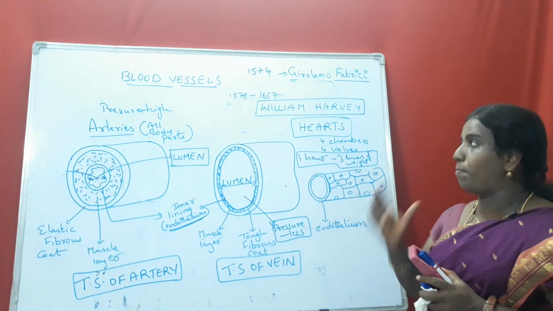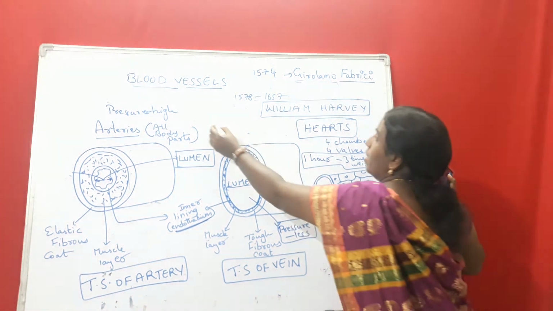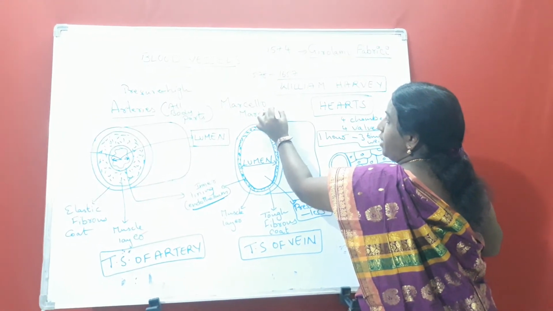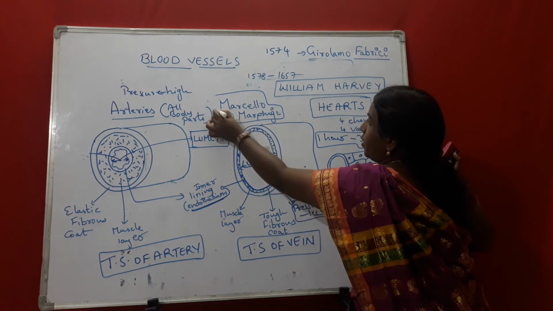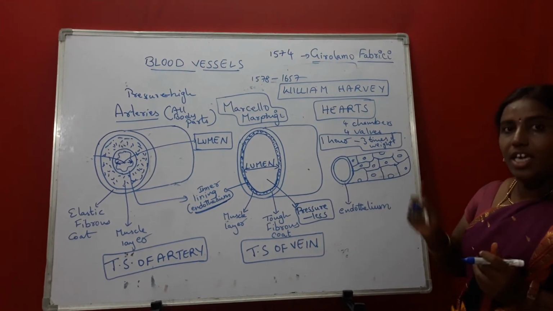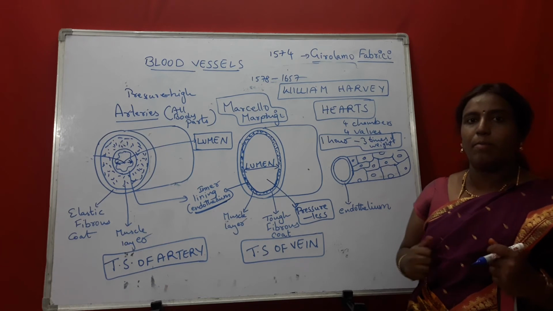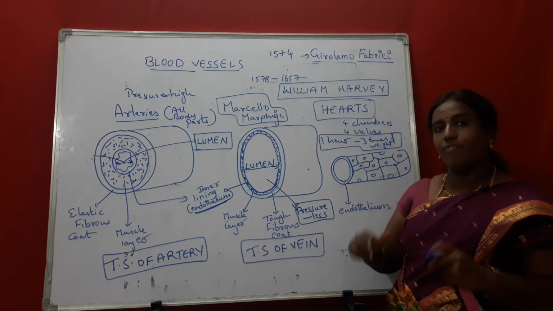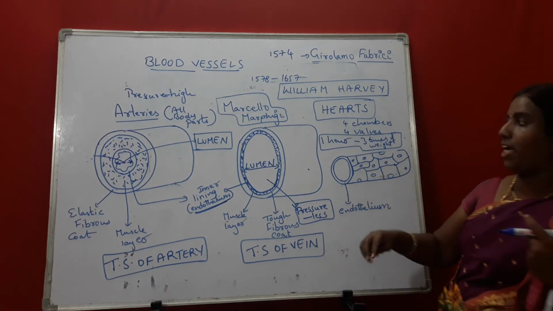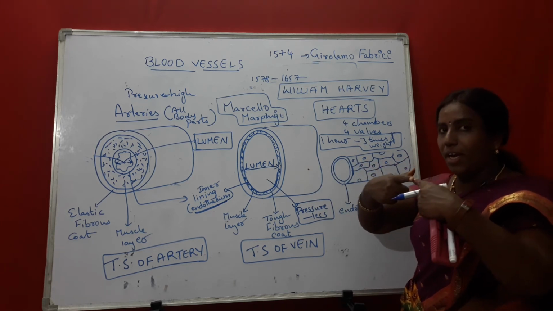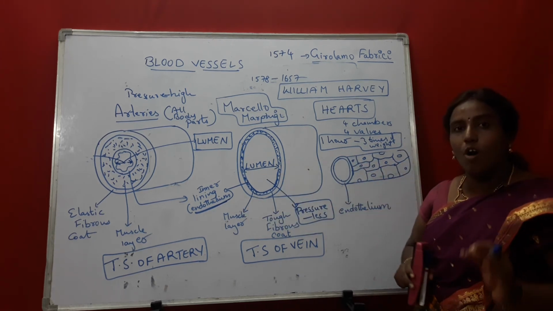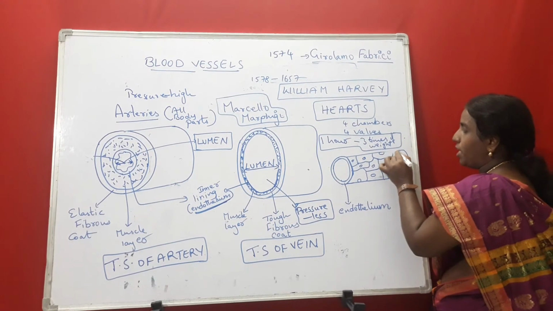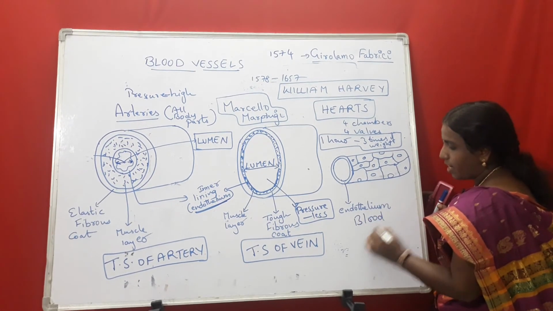That puzzle was solved by another scientist called Marcello Malpighi. He found that arteries pump oxygenated blood to all parts of the body, and after the cells use it, deoxygenated blood enters the veins. But there is a link between arteries and veins. There are small, thin, hair-like structures called blood capillaries.